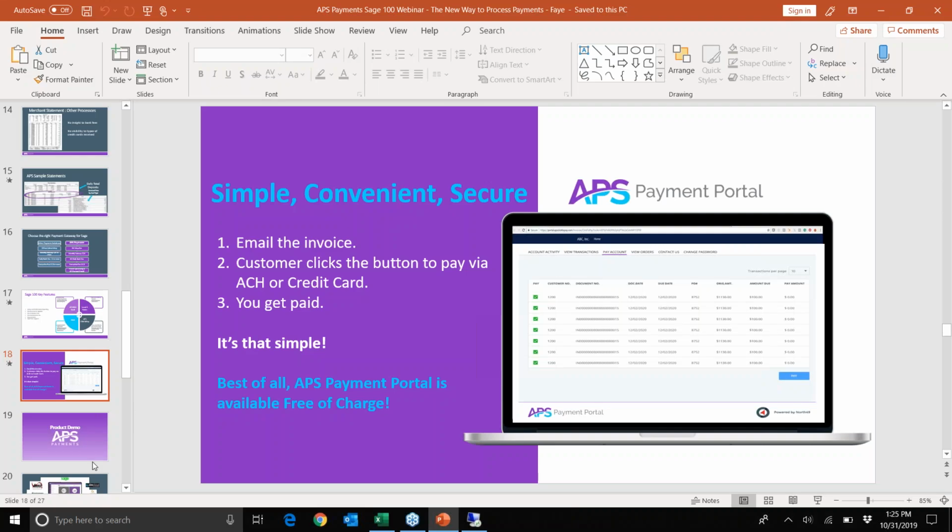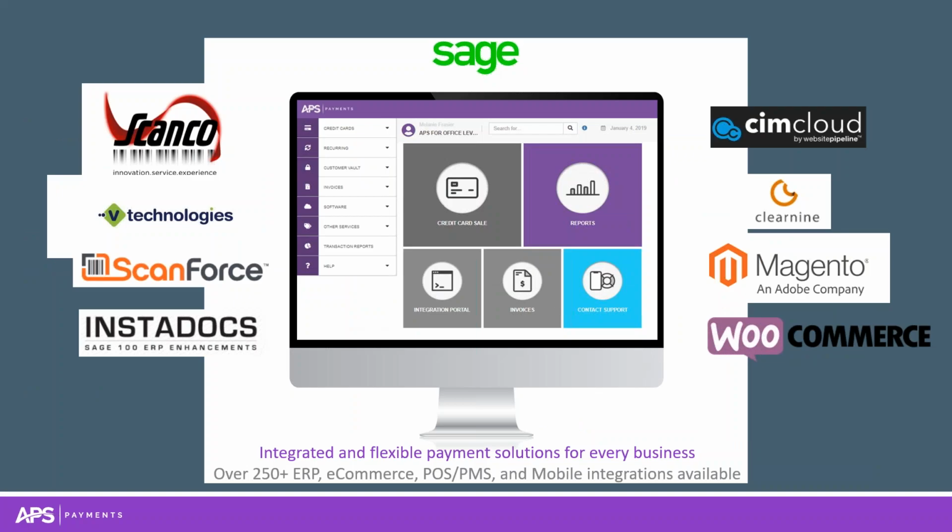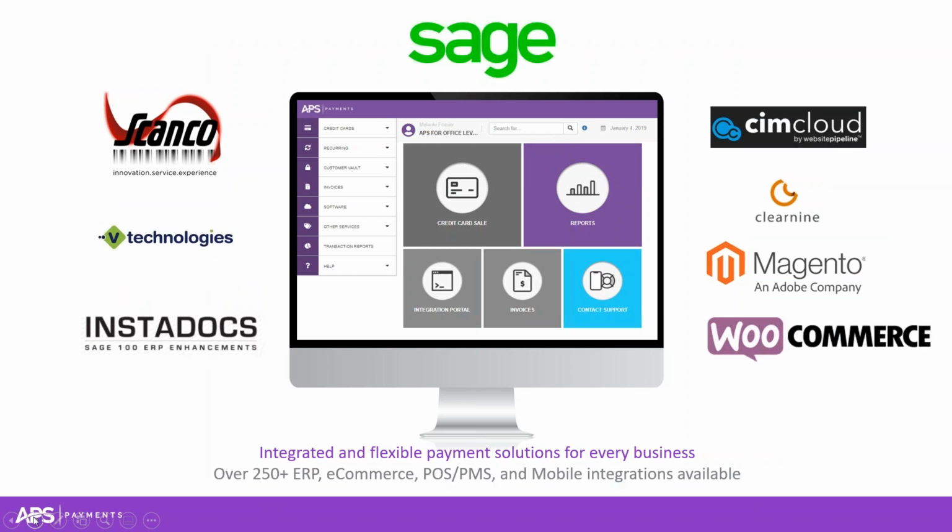Now, going back to our PowerPoint, I had promised you that I was going to show you some of the different third-party products that we integrate with, and you can see them here. ScanCo, V Technologies, ScanForce, Instadocs, SimCloud, Clear9, Magento, WooCommerce, and thousands of shopping carts. So keep in mind, if there are any integrations or any third-party products that you would like us to integrate with, let us know. If they're not listed on our website, most likely we're already working on the integration.